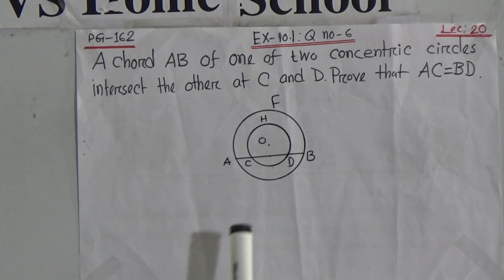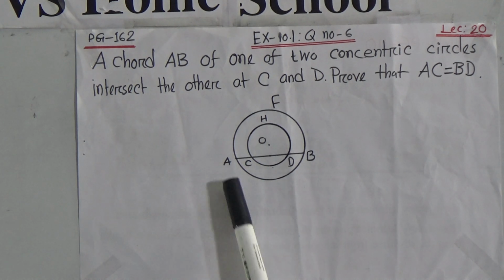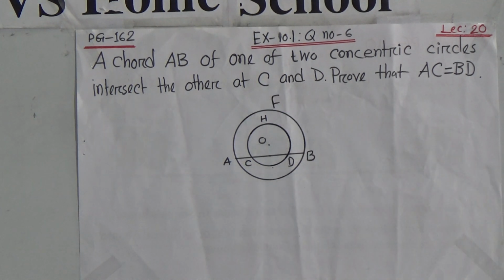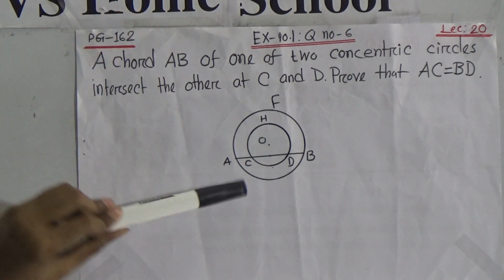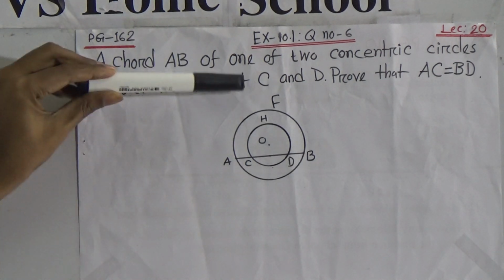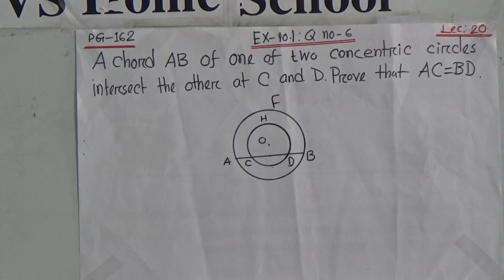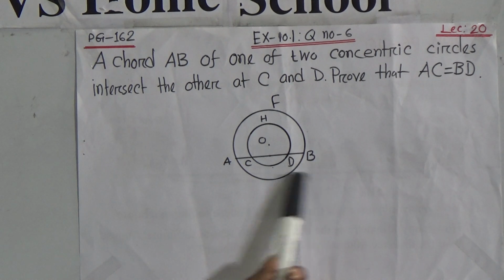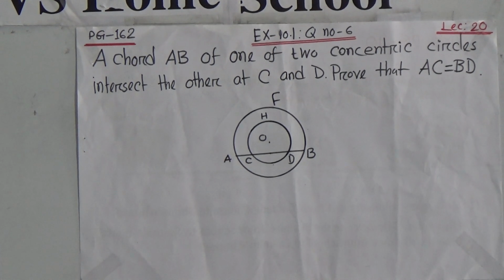Look, you see in the figure, O is the center of the circle ABF. Similarly, O is the center for the circle CDH. Now we have to prove that AC equals BD. What I told you, now we have to write.